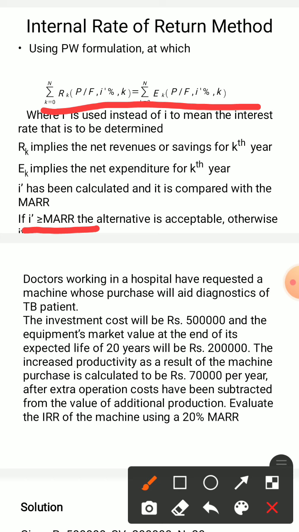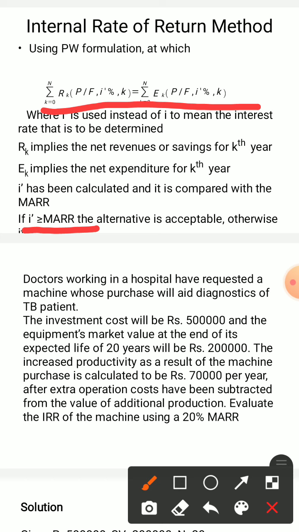Now, how can you calculate that internal rate of return? To calculate it, we assume two interest rates and find out the present worth at each interest rate. Suppose we assume two interest rates, 10% and 12%. We find out the present worth at 10% and the present worth at 12%.